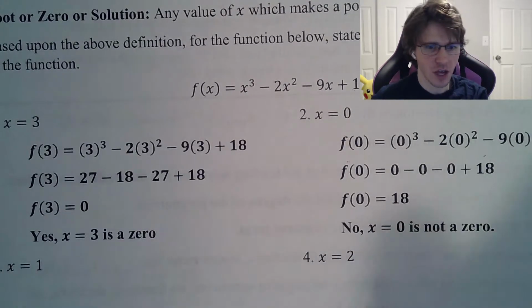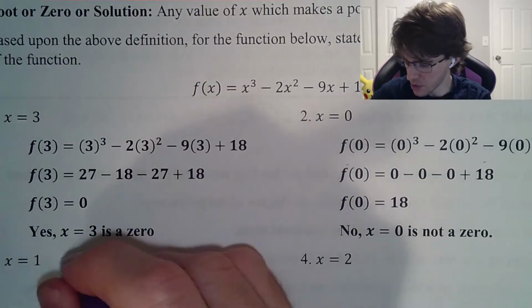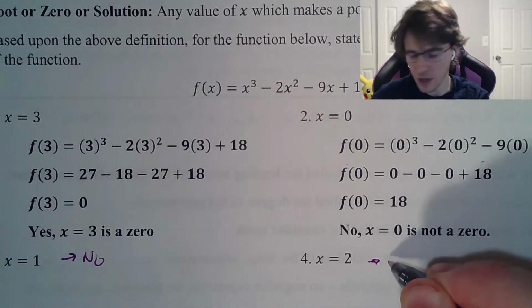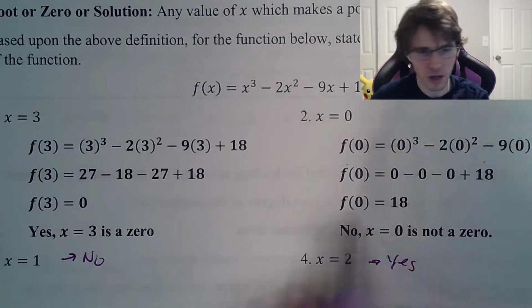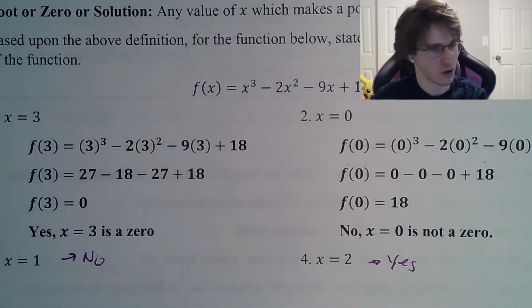You could try these next ones on your own. I'll let you guys try it on your own time. But the idea is if I plug in 1, I'll get a number that's not 0. So the answer ends up being no. But if I plug in 2, I get 0. So the answer ends up being yes. But it's the same idea. You're looking for what number are you plugging in. Try it on your own is my recommendation.